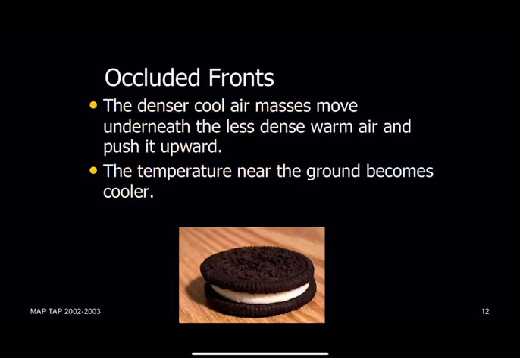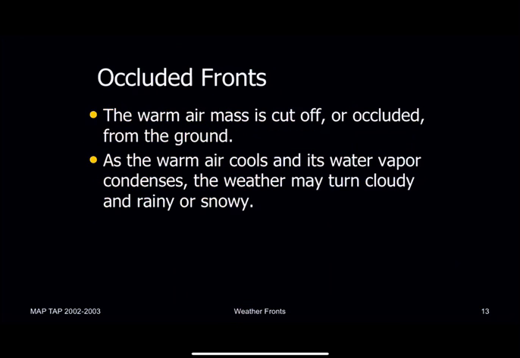The denser cooled air masses move underneath the less dense warm air and push it upward. Basically, this becomes a sandwich. The temperature near the ground becomes colder, but the temperature up high in the atmosphere is warmer. The warm air mass is cut off, or occluded, from the ground. As the warm air cools and its water vapor condenses, the weather may turn cloudy and rainy or snowy.